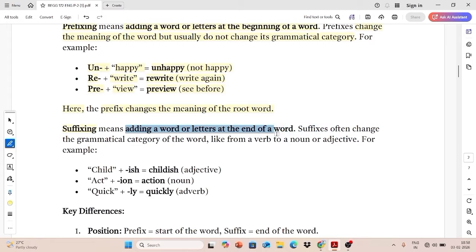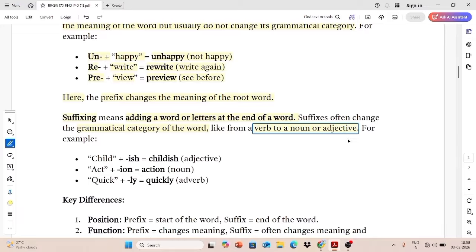Suffixing means adding a letter or a word at the end of the word. Suffixes often change the grammatical category of the word, like from a verb to a noun or an adjective. Okay? Example, child, when we add the suffix ish, it becomes the word childish. Childish is an adjective. Act and er, it makes the word actor. When it comes to quick plus ly, it gives an adverb quickly.